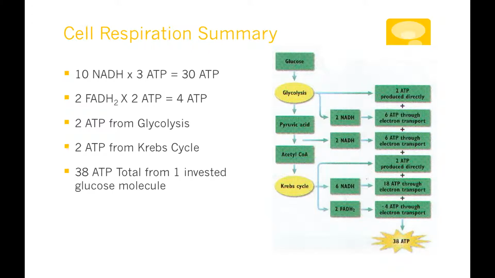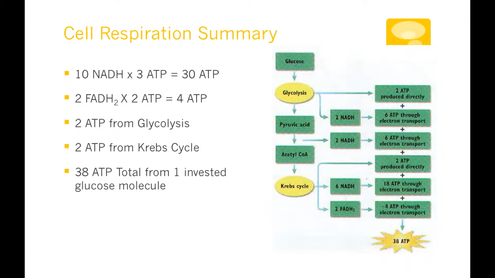So, all in summary, we had our 10 NADHs from the Krebs cycle and glycolysis and the transition phase between glycolysis and the Krebs cycle. We get 3 ATP for those 10 NADH. We've got 30 ATP in the electron transport chain. Then the 2 FADHs, we get 2 ATP for those, and that gives us 4 ATP.